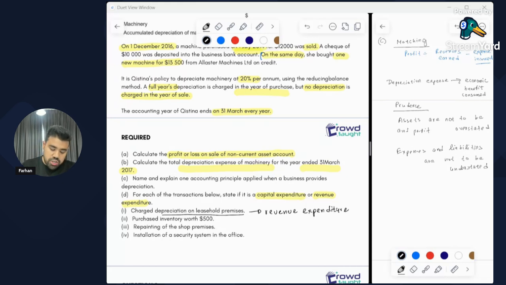Next, we have got purchased inventory worth $500. Now, inventory is a current asset, and when you're running a business, you are buying inventory for the purpose of reselling them at a profit, right? You're not buying inventory for other purposes other than selling them for a markup or for a profit to your customers. So this is part of your regular business operations, regular business expenditure, right? So therefore, this is also a revenue expenditure.